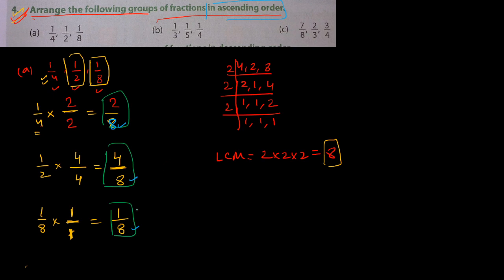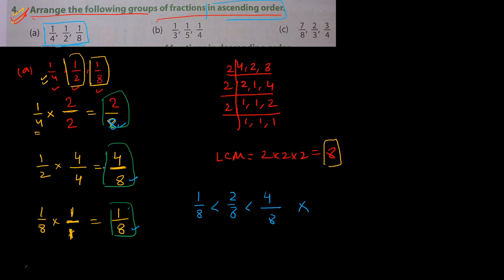So which is the smallest one? 1, 4 or 2. So 1 is the smallest one. So we will write 1 upon 8, then 2 upon 8, then 4 upon 8. Okay. But this is not the answer. This is not the answer. We have to write the answer in this fraction.